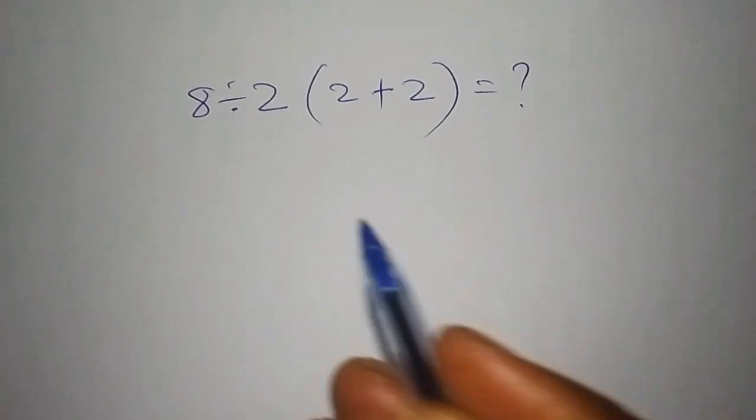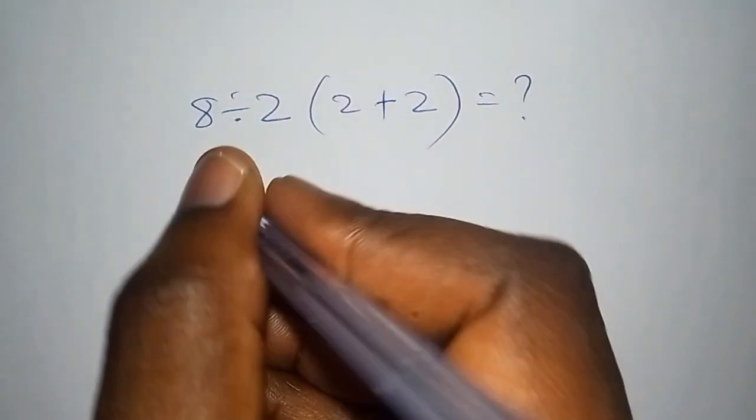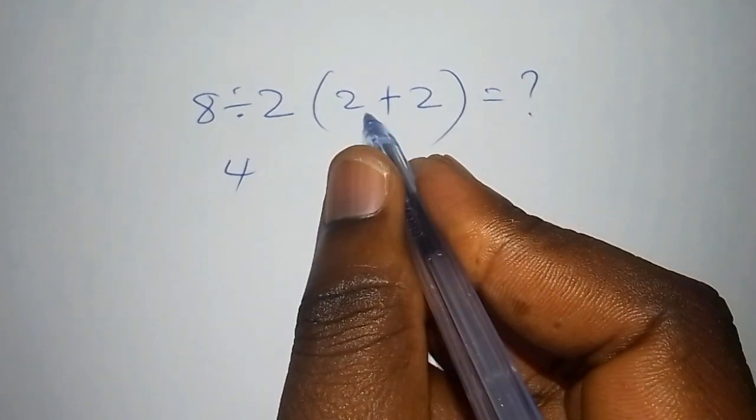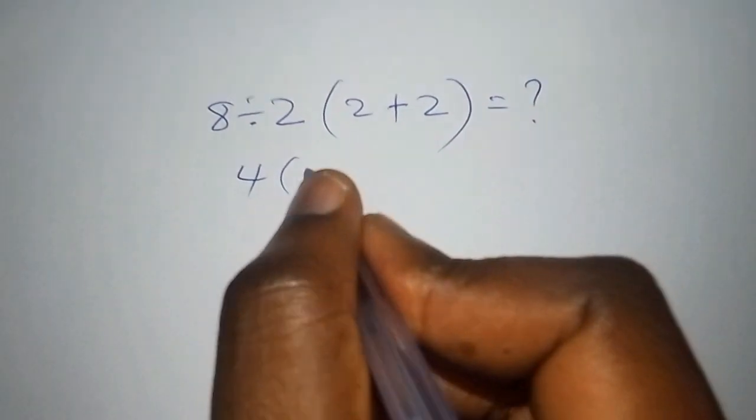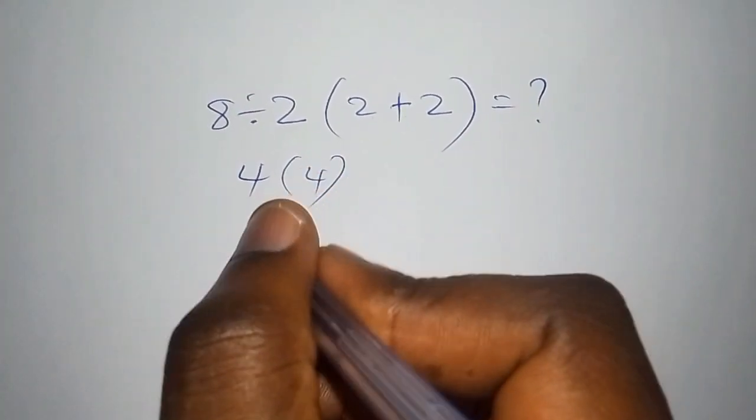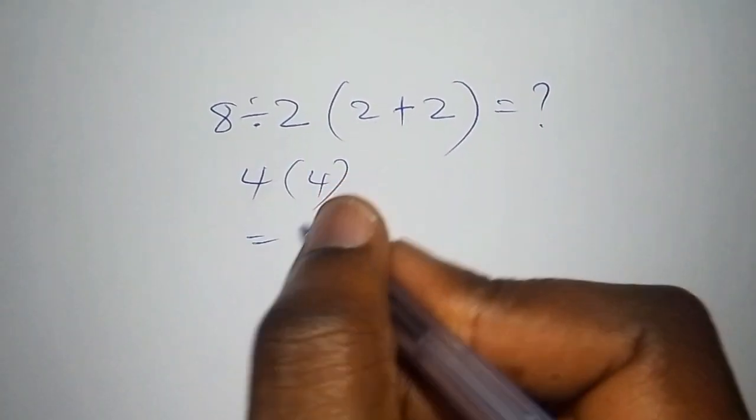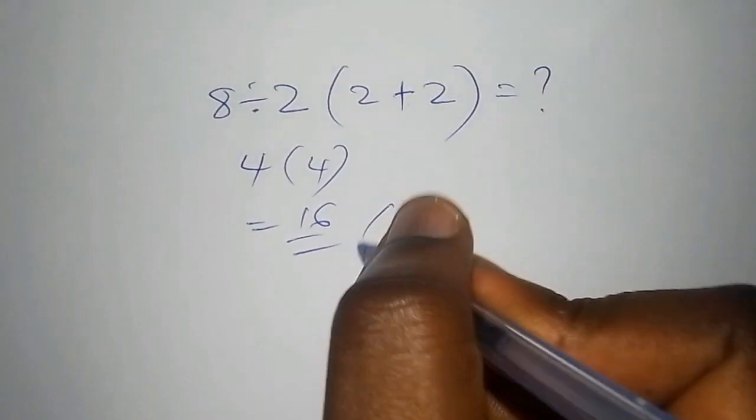Many did it like this. They take 8 divided by 2 and say it's 4. Then they say that the part into bracket 2 plus 2 is 4 again. Then you cross the bracket, and from there they say that the answer is 4 times 4, which is 16. And this method that they used was wrong.